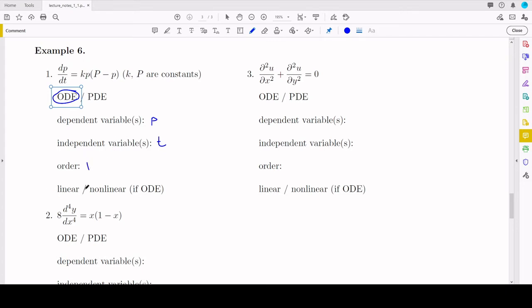So now we have to decide whether this differential equation is linear or nonlinear, and that means we have to look at the dependent variable, and we want that the dependent variable shows up to the first power only. Now we see that we have p to the power 1, but we also have a p to the power 1 here. And if you multiply that out, you get a p squared. And that means it's nonlinear.